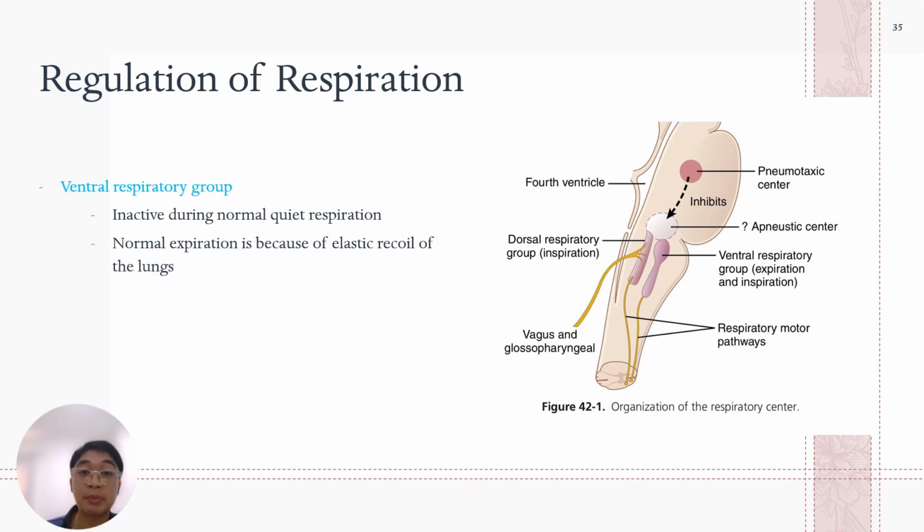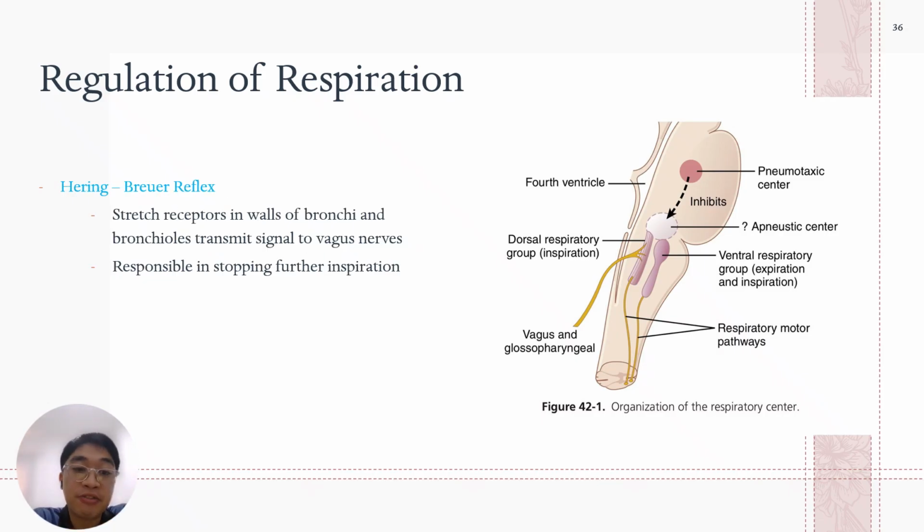For the ventral respiratory group, remember that your ventral respiratory group is responsible for expiration. But in normal quiet respiration, your ventral respiratory group is actually inactive. It is inactive during normal respiration because, as you can recall in the earlier slides, expiration is normally because of the elastic recoil of the lungs.